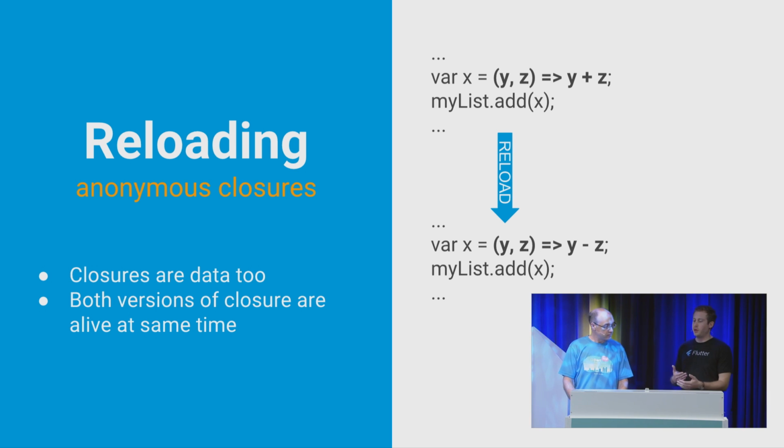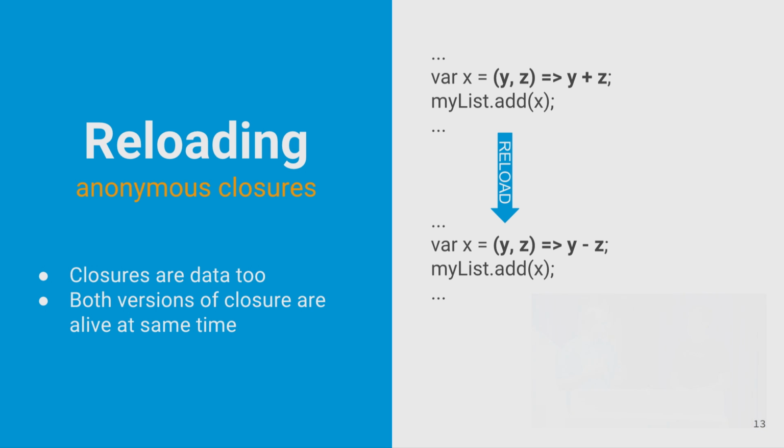So this means that you could end up in a state where they're both alive. You could easily have essentially two anonymous closures, which are in some sense the same. They're created at the same point in your program, but they're different because they were created at different times. It's just part of how closures work. Anonymous closures.